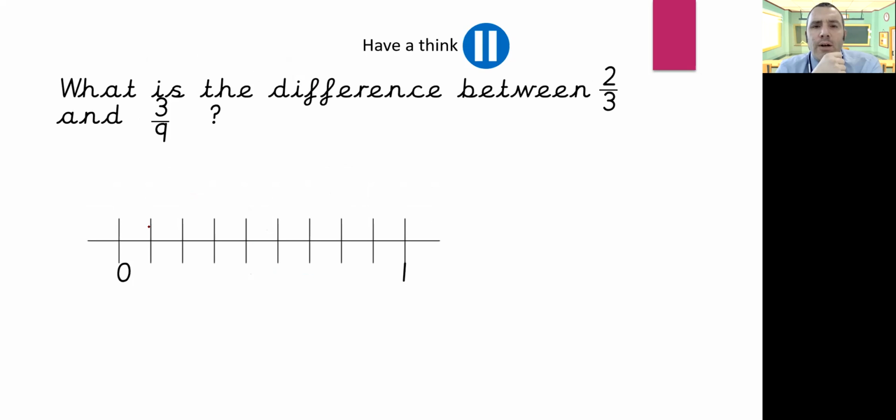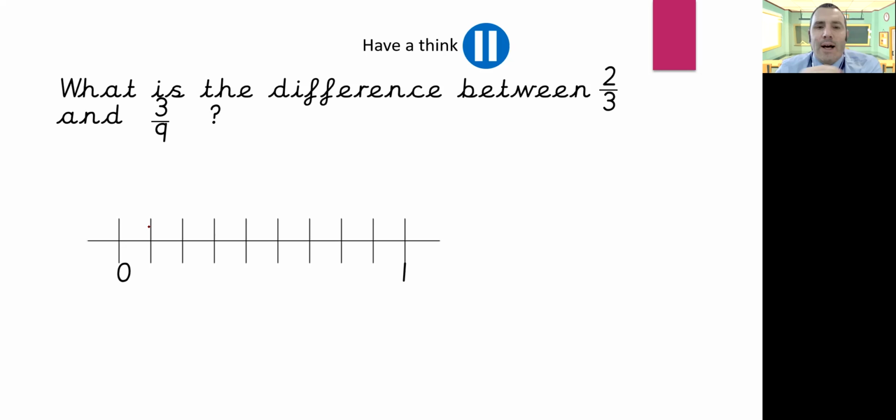So have a go yourselves. What's the difference between 2/3 and 3/9? So what we've done this time, we've split the bar into 9 parts, not 10. So we can split the bar into as many parts we need for our fraction. So pause the video here, have a go with this one.